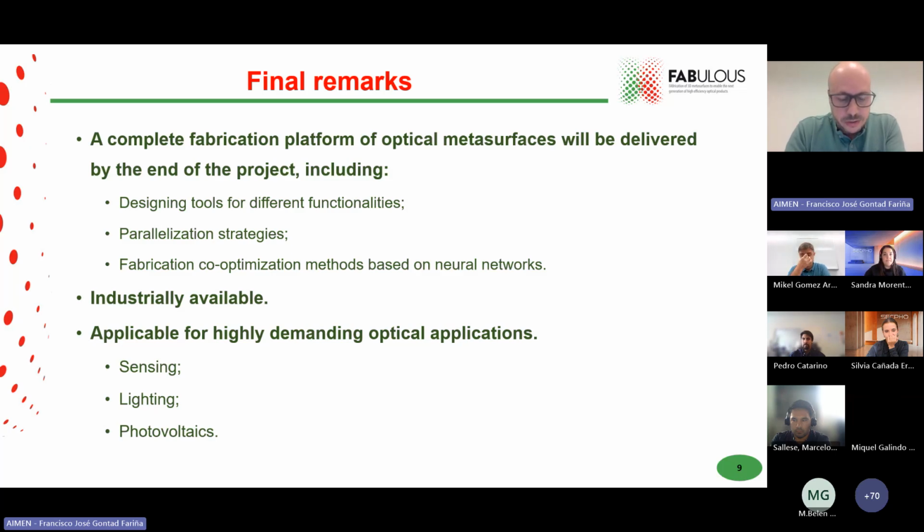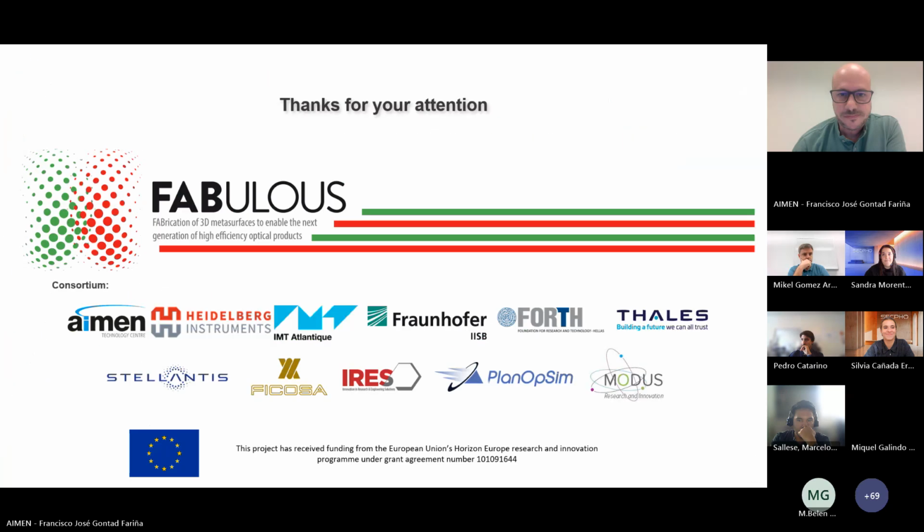They will be integrated in standard machines, and this approach of the design with the tools for designing, parallelization, optimization, can be applicable for highly demanding optical applications, like the case of sensing, lighting, or even the photovoltaics industry. And that's everything from my side.